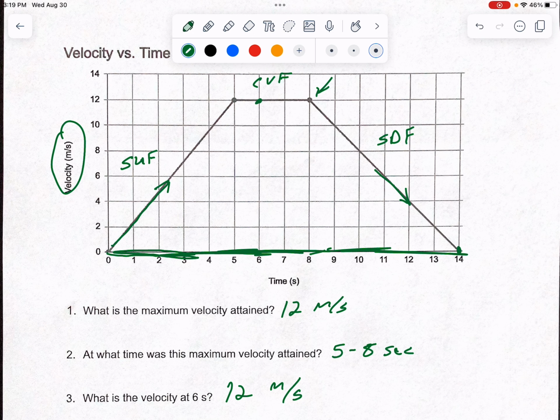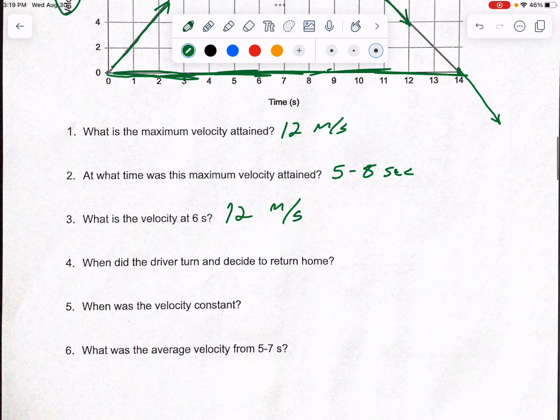Now, in this graph, if this graph kept going and you kept going through the x-axis, then that would be a change in direction because now you're going from a positive velocity to a negative velocity. But since our graph never really went into that negative, there was no change in direction. So it actually never occurred in this graph.